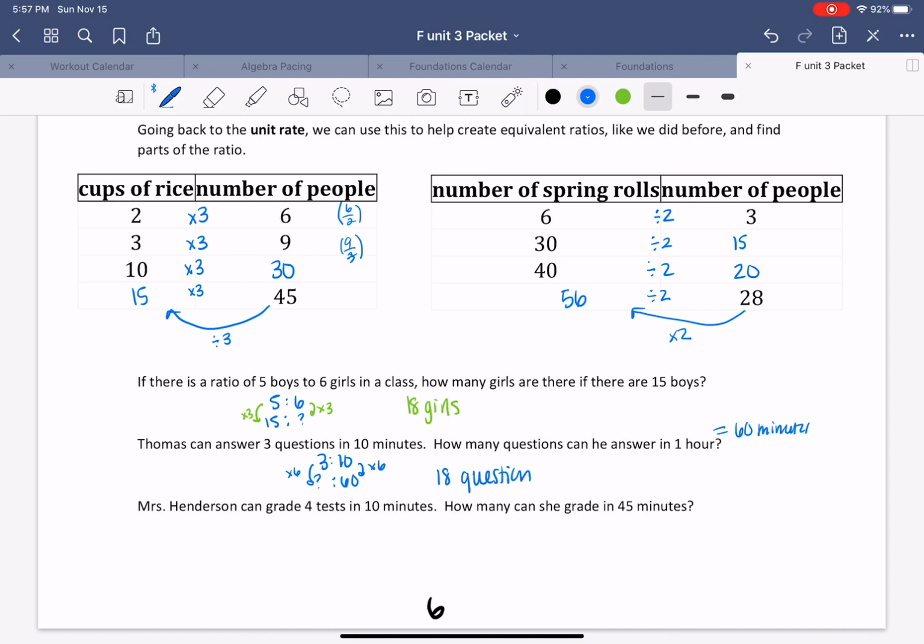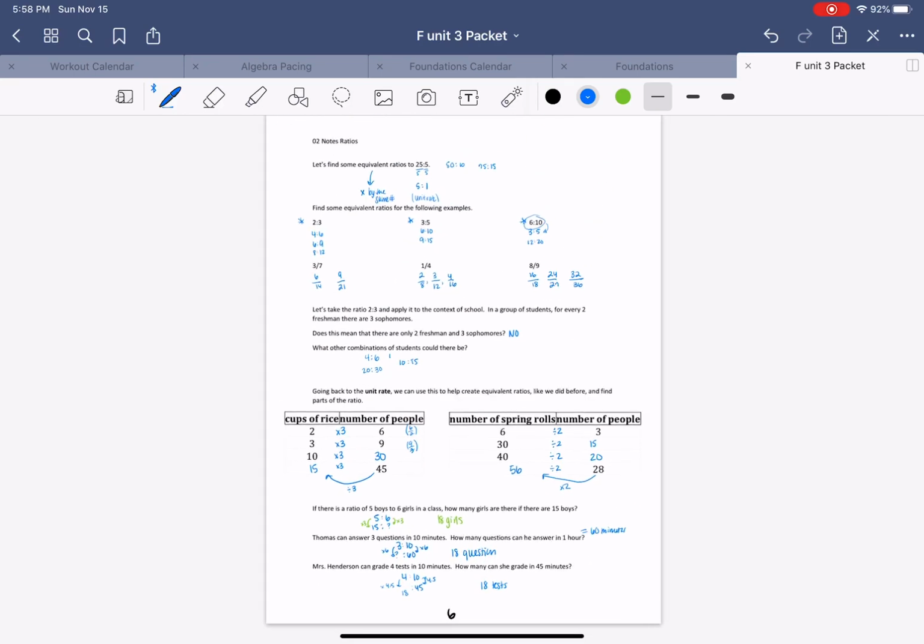Okay, Miss Henderson can grade 4 tests in 10 minutes. How many can she grade in 45? So this one's a little bit tricky because 10 doesn't easily go into 45. So if I divide 45 by 10, I get 4.5. So I'm going to do 4.5 times 4, and I get 18. So Miss Henderson can grade 18 tests in 45 minutes. Sounds about right.